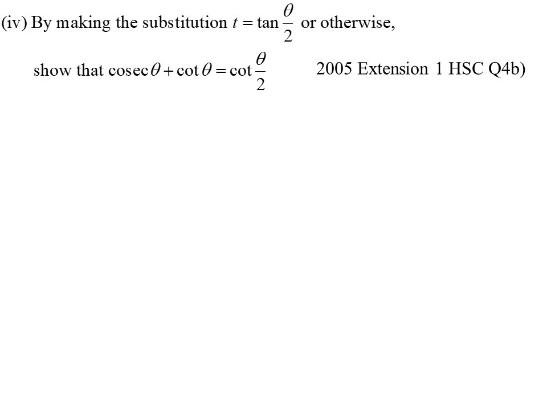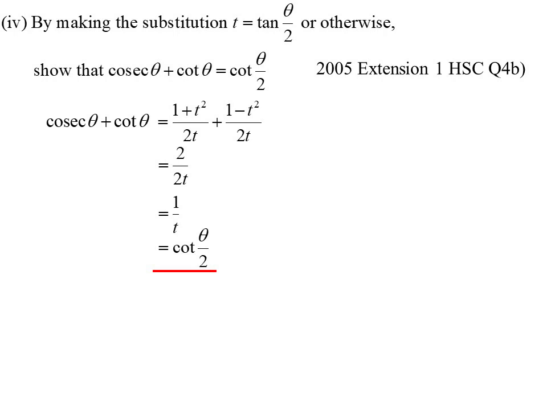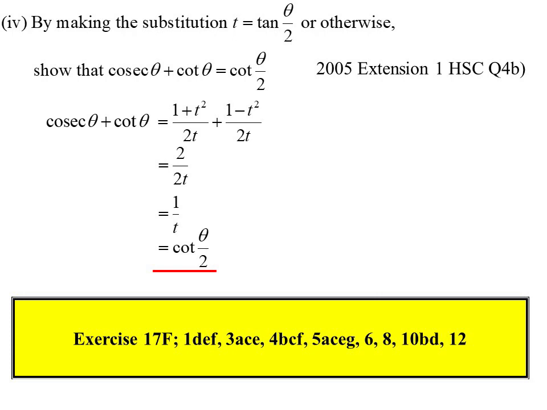Show that cosec plus cot is cot theta on 2. Okay, cosec plus cot. Well, they're the reciprocal of sine and tan. So I'll put the t results in, but turn them upside down. Now nicely, the denominator ends up to be 2t for both. I can add those fractions together. I get 2 on 2t, the 2s cancel, 1 over t. So it's the reciprocal of t, well that's cot, because t was tan theta on 2, the reciprocal of tan is cotan. So 17F will now play with our half angle results, or t results as they're called.